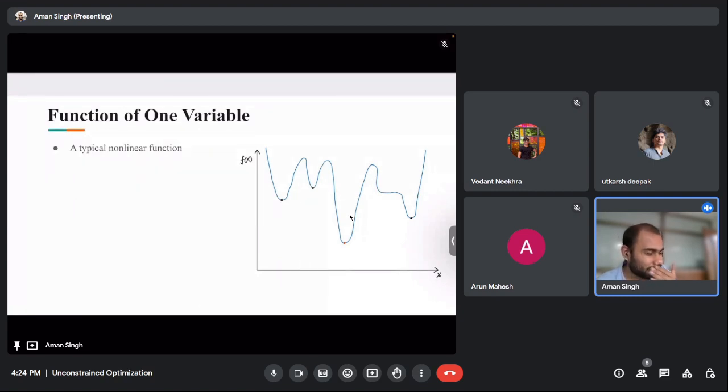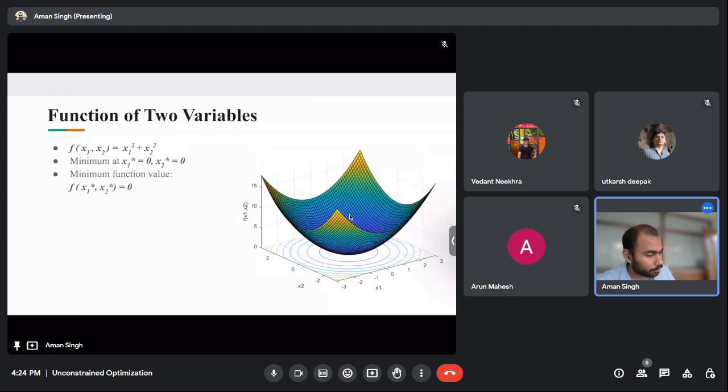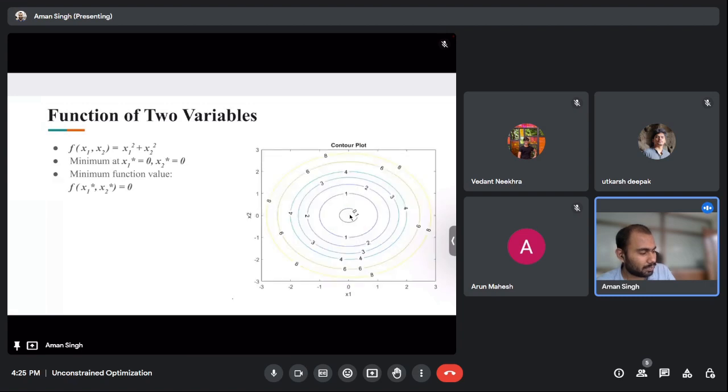So let's go to functions of two variables. This is just a classic quadratic function, x1 square plus x2 square. It has a minimum at (0, 0), and the minimum value is also 0. You can see there are a bunch of circles on the plane. If you take a horizontal plane and cut this surface, you'll find circles which have the same objective function values. If you plot it, it's called a contour plot. So that is one way to look at this. All the circles have the same values, which are indicated like 0.1, 1, 2, 3. So just by the graph you can see what the minimum is.